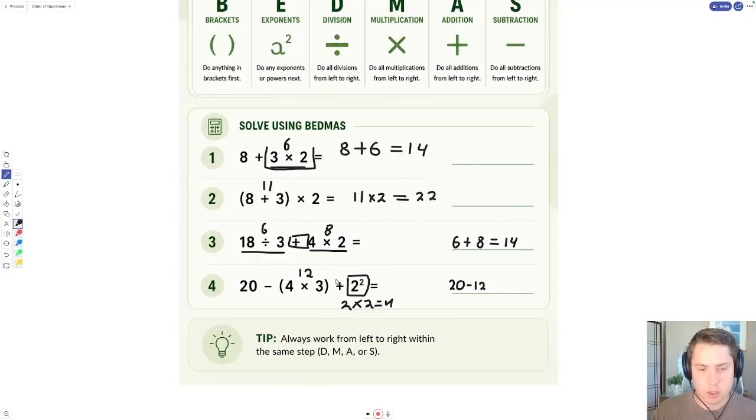So we're going to keep this addition sign. We didn't do anything with it. And we're going to do plus 4. All right? There we have it. So 20 minus 12 is going to give us 8, plus 4 is going to give us 12. So our final answer for this question would be 12.